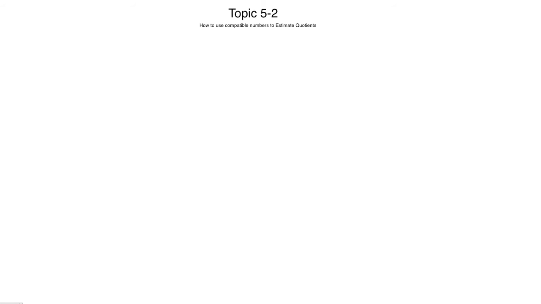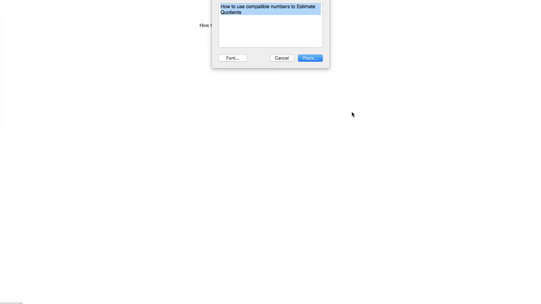Okay, topic 5-2. We're going to learn how to use compatible numbers to help you estimate division problems. So, for instance, let's get a problem up here. Let's say 231. We're going to divide it by 34. All right, write this down in your notes.